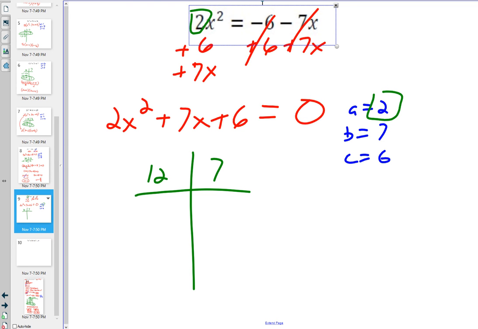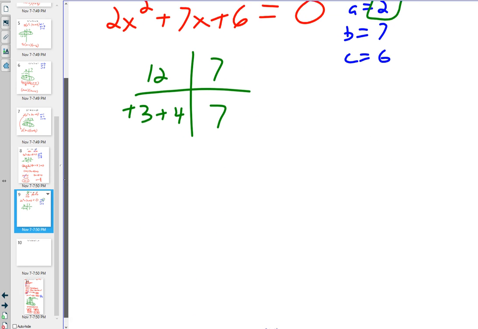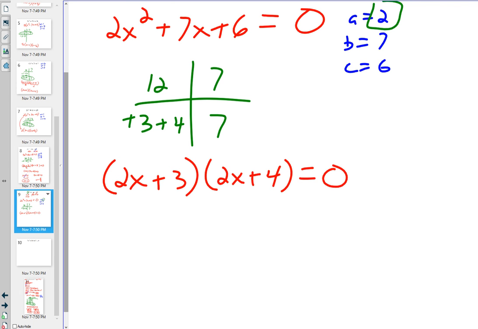Can you think off the top of your head of two numbers that multiply to give you 12 and add up to 7? 3 and 4. If you know how to do it in your head, I don't have a problem with you doing it that way. So we got 2x plus 3, and 2x plus 4. Do any of these have a common factor? Yeah, divide by 2, so you get 2x plus 3 and x plus 2.